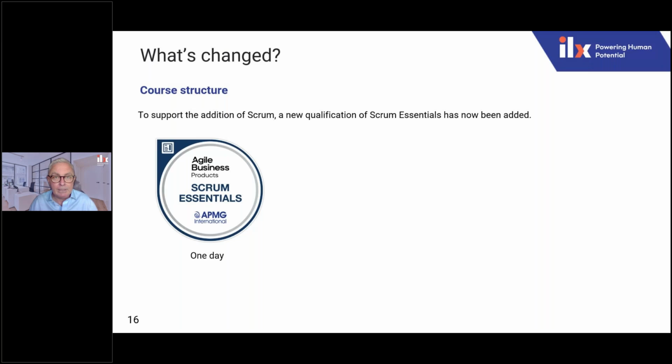It can be delivered as a training course. It can also be delivered as e-learning. We now incorporate this into the full Foundation and Practitioner. With Foundation and or Practitioner, Scrum Essentials is now built in as an e-learning. We appreciate e-learning doesn't work for everybody, so it can be delivered in a classroom setting as well.